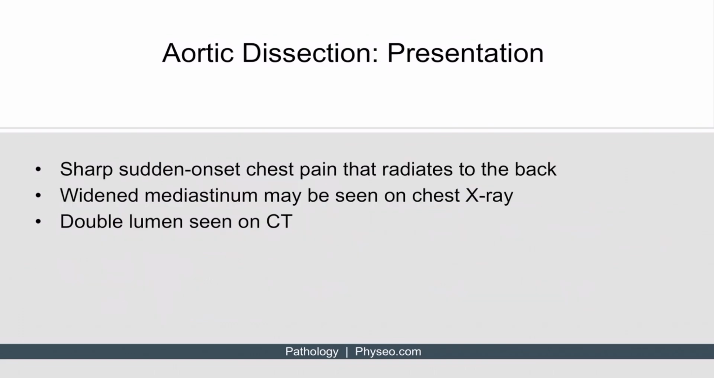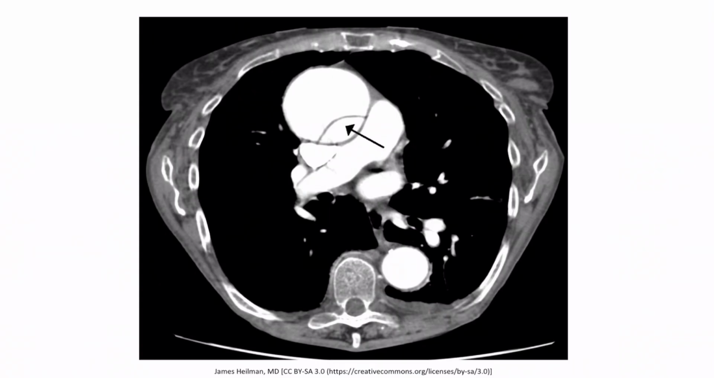When an aortic dissection occurs, it typically presents with sharp, sudden onset chest pain that radiates to the back. A widened mediastinum may also be seen on chest x-ray, as well as a double lumen on CT. Here is a CT of the chest. We can see the arrow pointing to the aortic dissection. Notice a little gray space between the lumen right here, which creates an appearance of a double lumen. The gray space is the tunica intima that has been torn from the wall of the aorta.